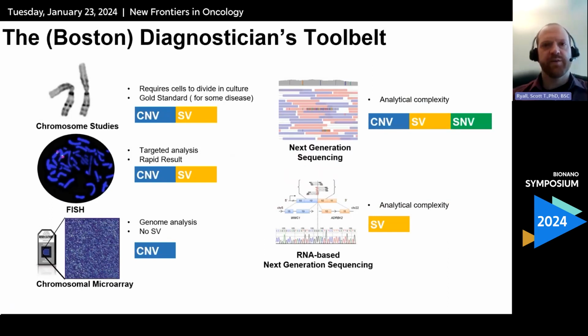And in Boston, as well as in many of the labs that I'm sure you're in, this often takes place as FISH or chromosomal microarray. But again, these are also not without their limitations. Specifically for FISH, this is a very targeted analysis. For chromosomal microarray, this is a genome-wide analysis, but it can't pick up things like balanced translocations. And when we look at some of the more modern approaches, next-generation sequencing as well as RNA-based sequencing, there's an extra level of analytical complexity added to the mix that extends our turnaround times and makes things a little bit more challenging for us.